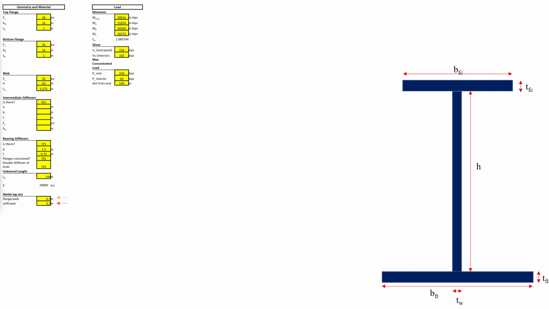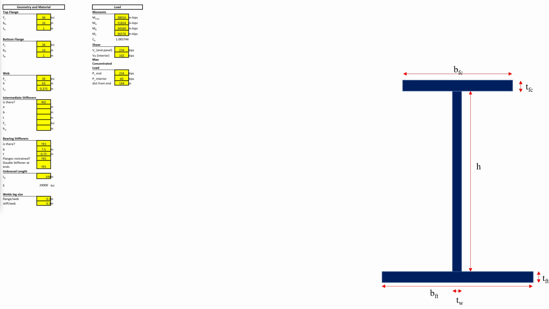as well as the stiffener to web, the moments we extracted from the finite element software, the maximum shear in the end panel and in the interior panel, the concentrated load at the support, and at the internal concentrated load locations in addition to their distance from the end of the beam. After having the required inputs for evaluating the girder's structural integrity, we start by checking the dimensions and proportions of the girder and whether or not they conform to the AISC specifications.